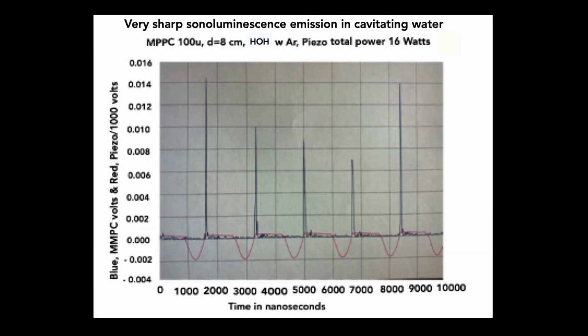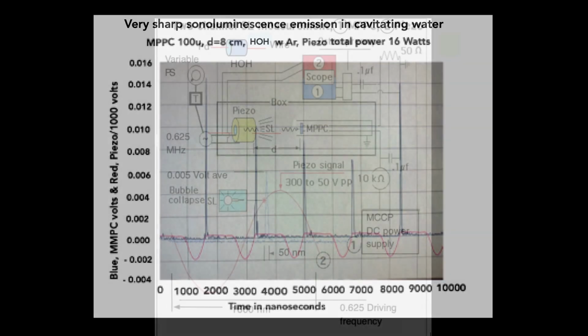Cavitation sonoluminescence. The sonoluminescence starts a chain of events. The chart shows the photon emission. The blue are 50 nanometer sonoluminescent emission photons. The red is a cavitation frequency input at 1.6 megahertz. You can see they are coupled together.